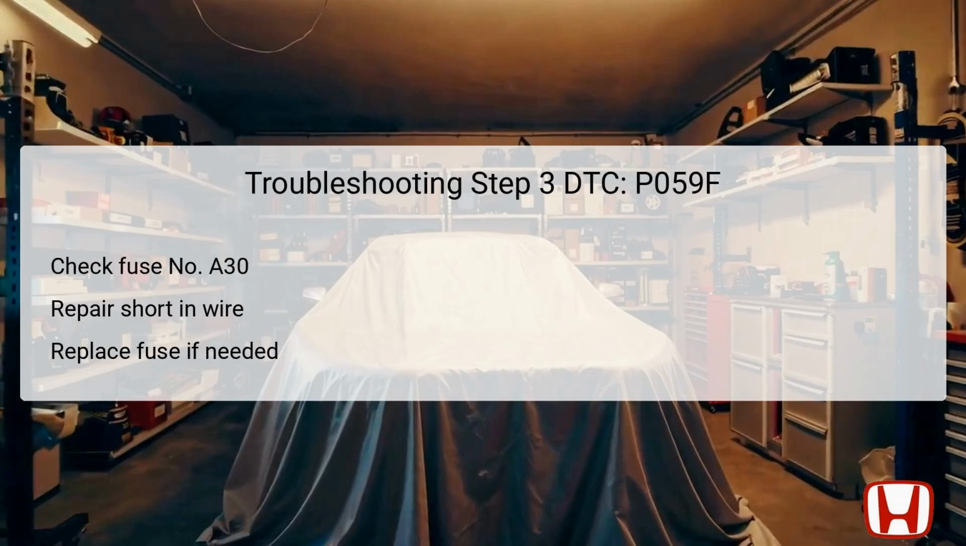During troubleshooting Step 3, it's crucial to check fuse number A30, which supplies power to the shutter grille actuator. With the vehicle off, inspect this fuse for continuity. A blown fuse can indicate an underlying electrical short. If the fuse is intact, that suggests the wiring and actuator may still be functional.